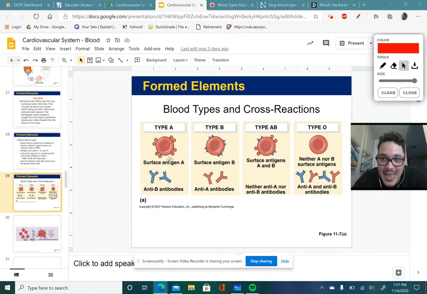In type A, you simply see these antigens sitting on the cell, and in this case, they're colored and indicated by these red circles. Is that what antigen A actually looks like? Not really. But it's a good way for us as the learning person, or as the viewer and the student, to understand what it is.